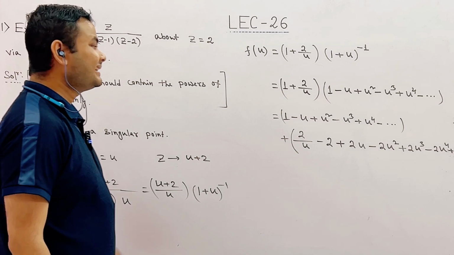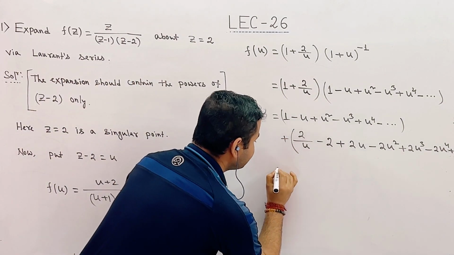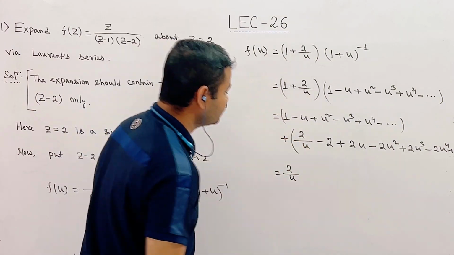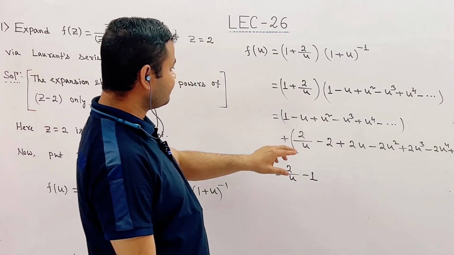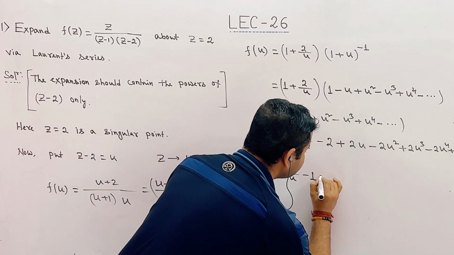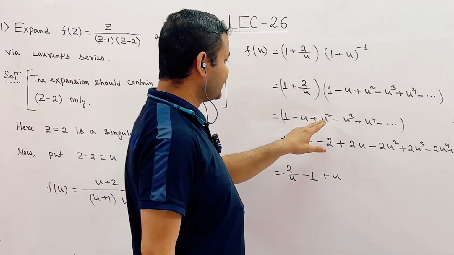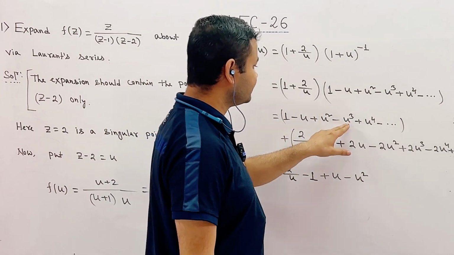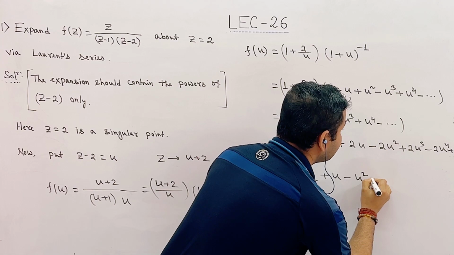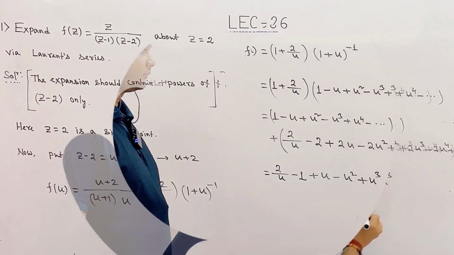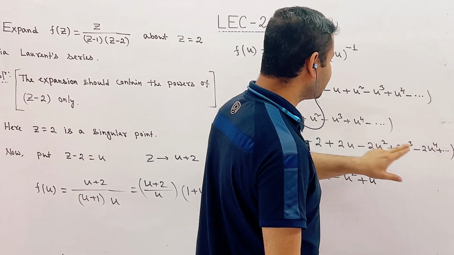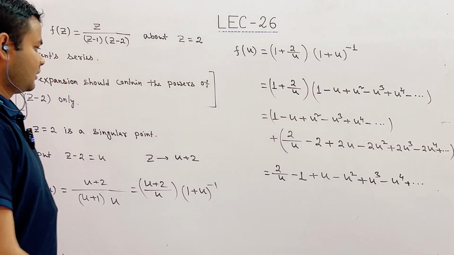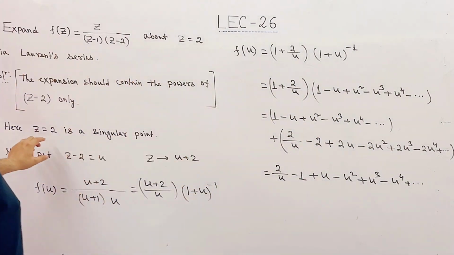Next, let us add same power terms. So, finally, we will get 2 by u. If we add 1 and minus 2, we will get minus 1. Again, if we add this term and this term, we will get plus u. Again, if we add this term and this term, we will get minus u square. Again, if we add this term and this term, we will get plus u cube. Finally, after adding this term and this term, we will get minus u to the power 4 plus dot dot dot. In the last step, we have to replace u by z minus 2.